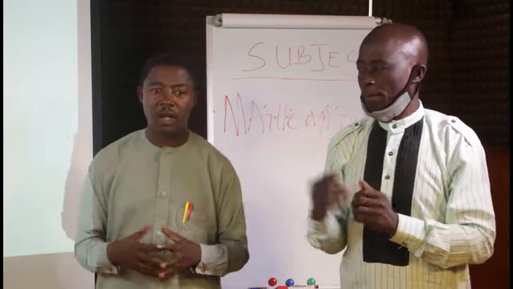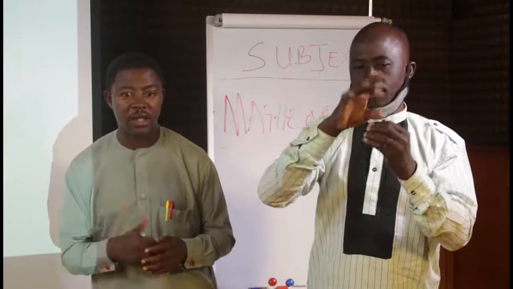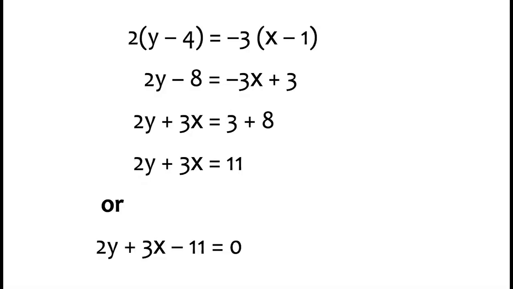So we will now collect all the variables together. 2y minus 3x come to the other side, become plus 3x. So we have 2y plus 3x. Carrying the constant term to the other side, we'll be having 3 plus 8. Minus 8 become plus 8. So we have 2y plus 3x equals to 3 plus 8. Simplifying, we'll be having 2y plus 3x equals to 11.